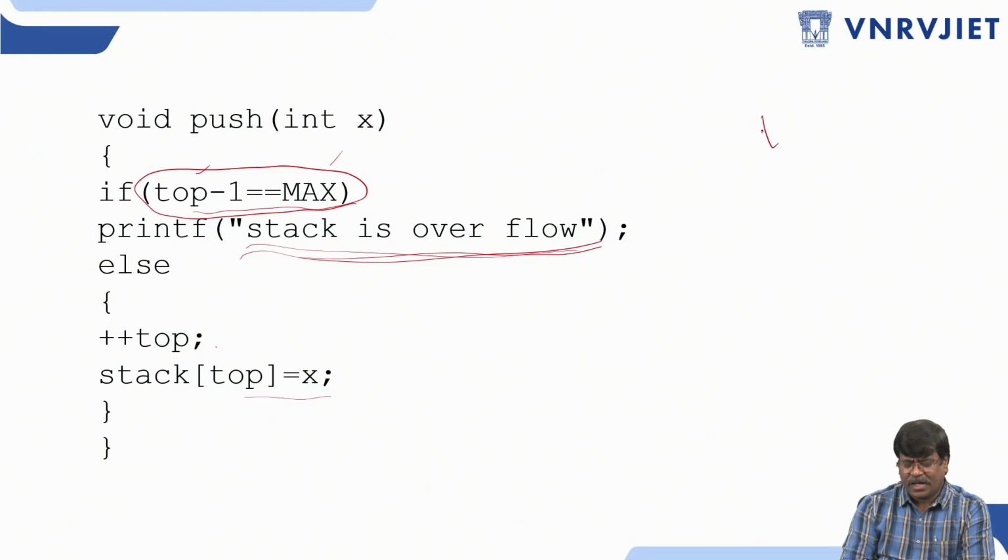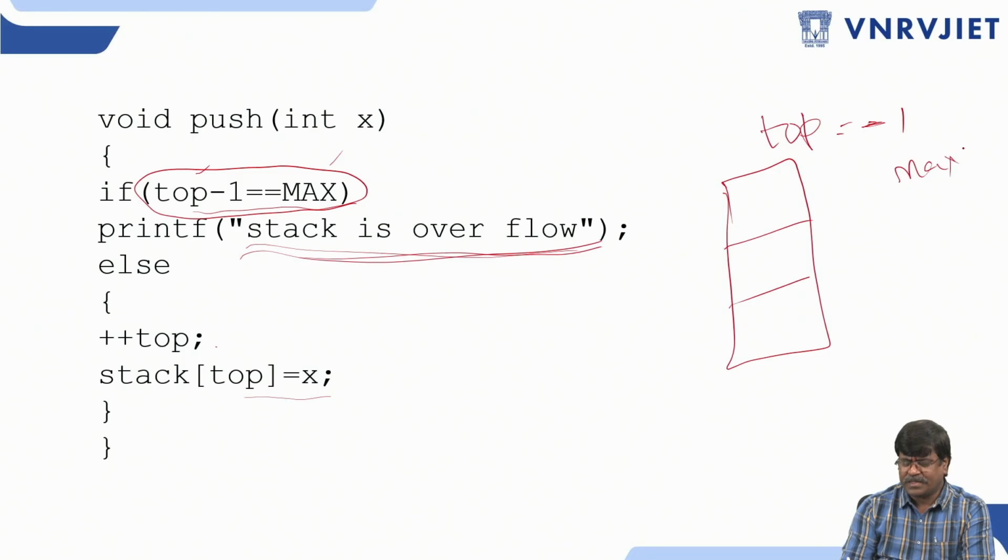So what is the initial case for the top? Top is -1. Whenever top is -1, the stack is empty. And what is the maximum size of your stack? The maximum size is 3. Already the top - 1 equivalent, top reaches the max 3. So I can also rewrite this case as top equivalent to max - 1. So that is also true.